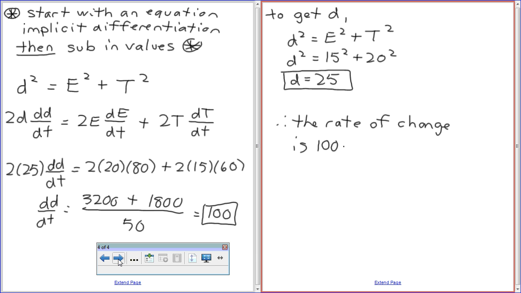Teresa, go ahead. Is there any units? It would be 100 kilometers per hour. Okay, 100 kilometers per hour. Sorry, I've been very weak at units this year. Your physics teacher will probably yell at me.